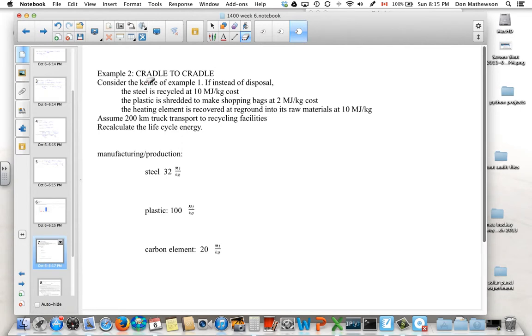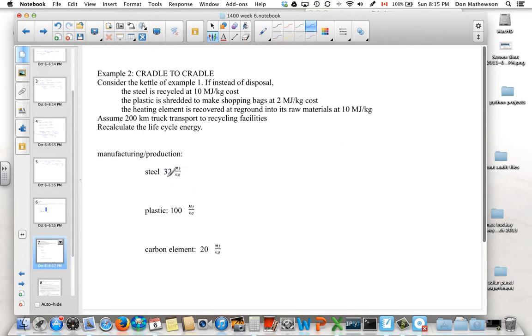All right, so now let's imagine that we're a bit more energy cautious, and instead of throwing away our kettle, let's imagine that we're able to recycle it. So we recycle the steel, the plastic, and the heating element. Now, what that means is it's not going to change the usage energy. It's not going to change the transportation from the ground to the store and to our home. What it does change is the amount of embedded energy in the product.